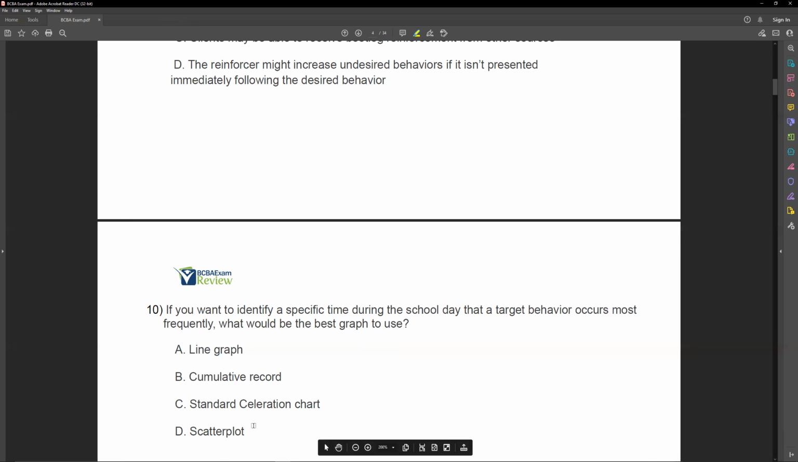Our scatter plot is going to have two variables, and we're going to see if there's a relationship, right? So if I have 9 a.m. on one axis, and then the behavior, and we're marking off the behavior as it occurs at 9 a.m., I can start to see when my behaviors are occurring most frequently. And I'm going to get a real good indication as that scatter plot shows me the time of day that these behaviors are occurring. So the best graph to use in this situation would be a scatter plot.